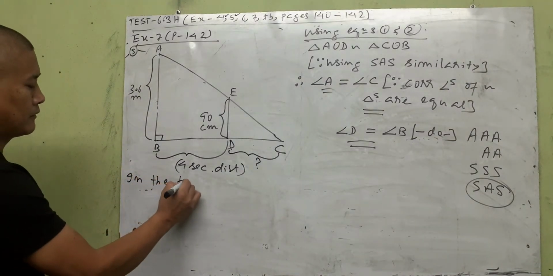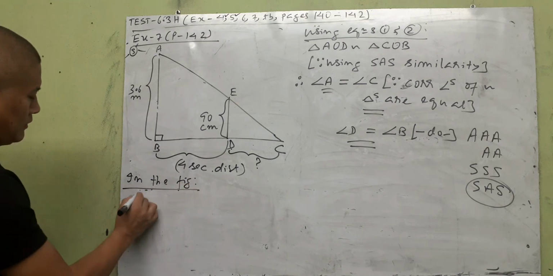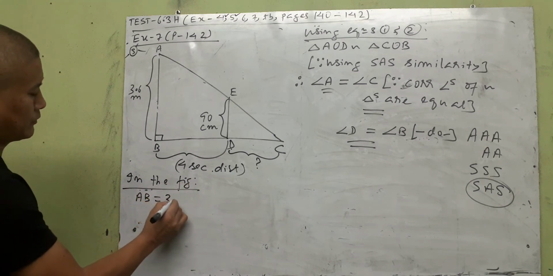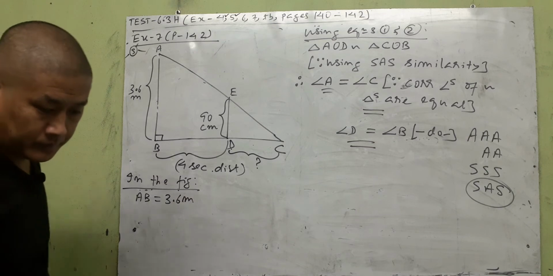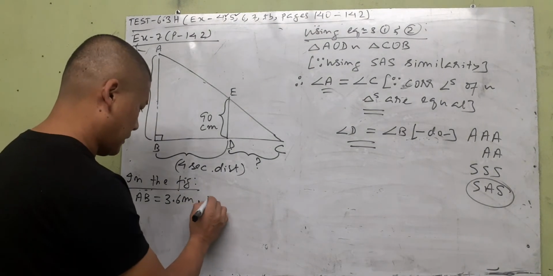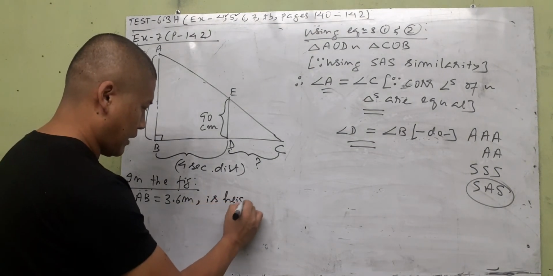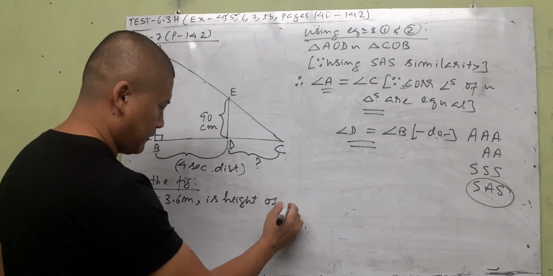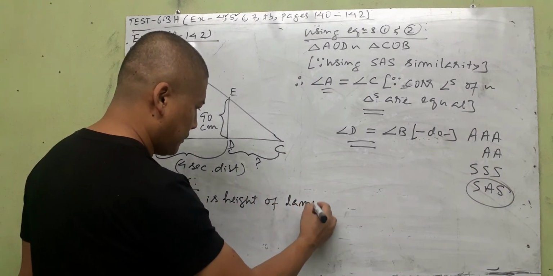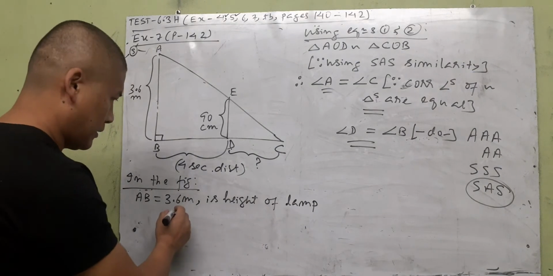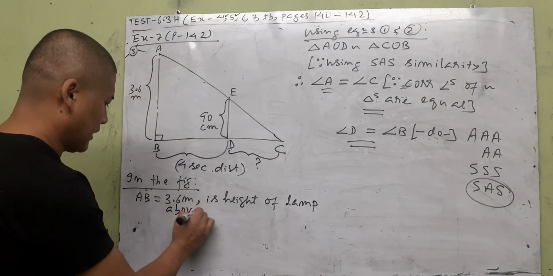So let's just write here. In the figure, AB is equal to 3.6 meter. Yes, is height of the lamp, the burning lamp, above the ground.